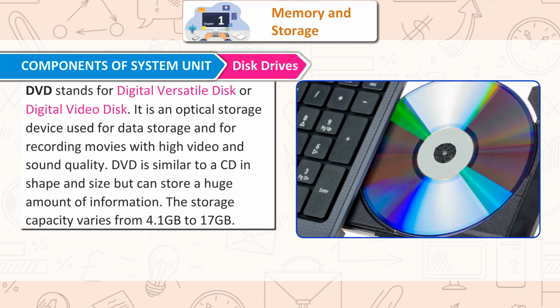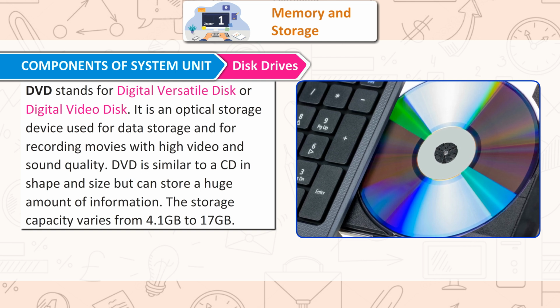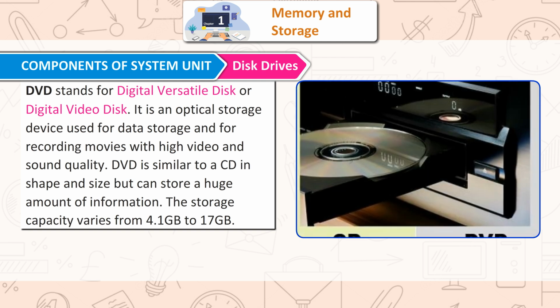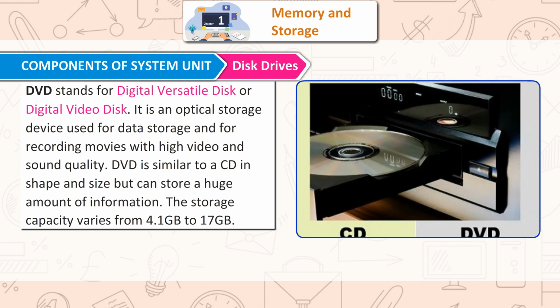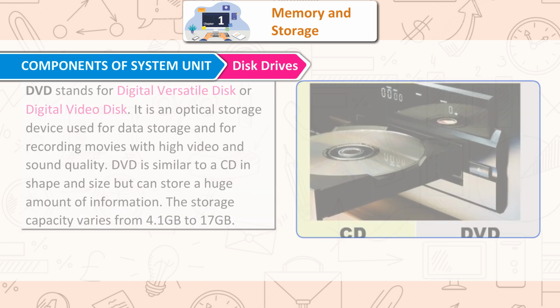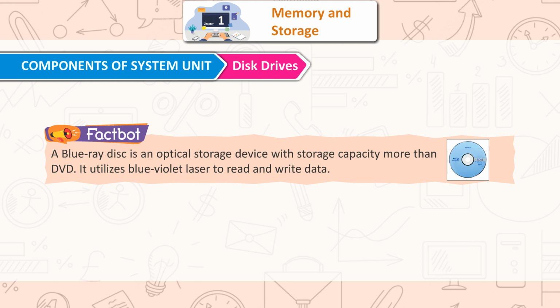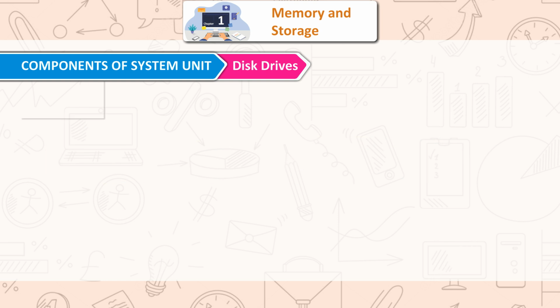DVD. DVD stands for Digital Versatile Disc or Digital Video Disc. It is an optical storage device used for data storage and for recording movies with high video and sound quality. DVD is similar to a CD in shape and size but can store a huge amount of information. The storage capacity varies from 4.7 GB to 17 GB. Factbot. A Blu-ray disc is an optical storage device with storage capacity more than DVD. It utilizes a blue-violet laser to read and write data.